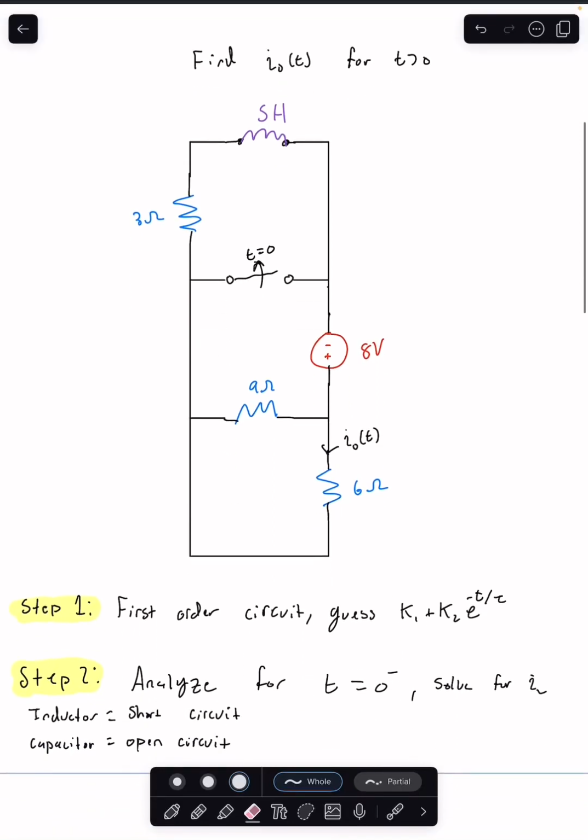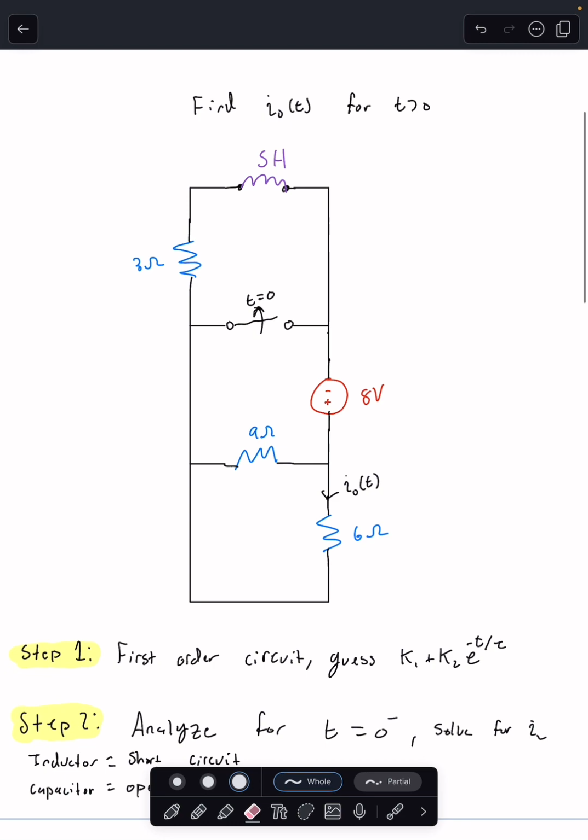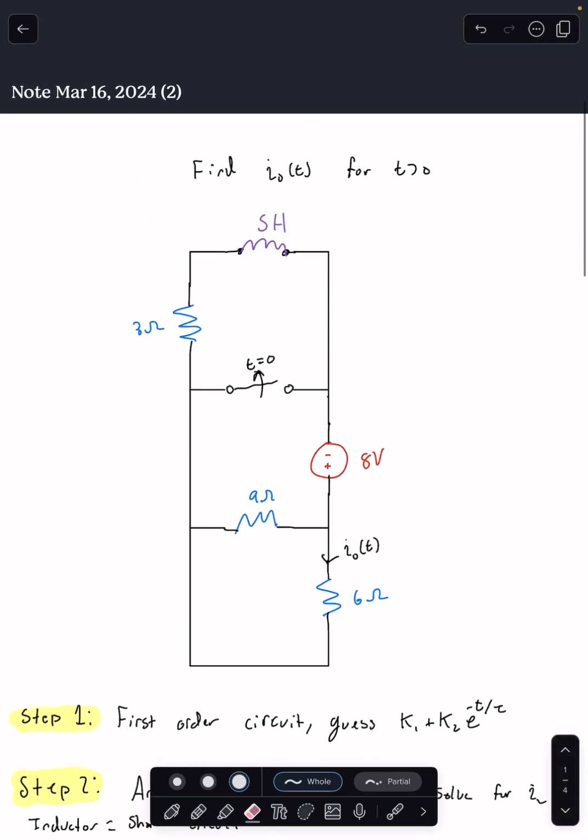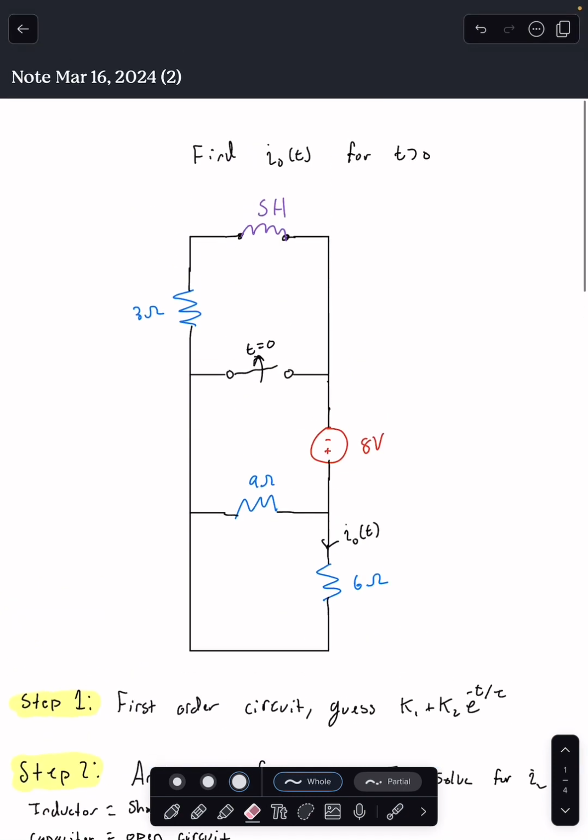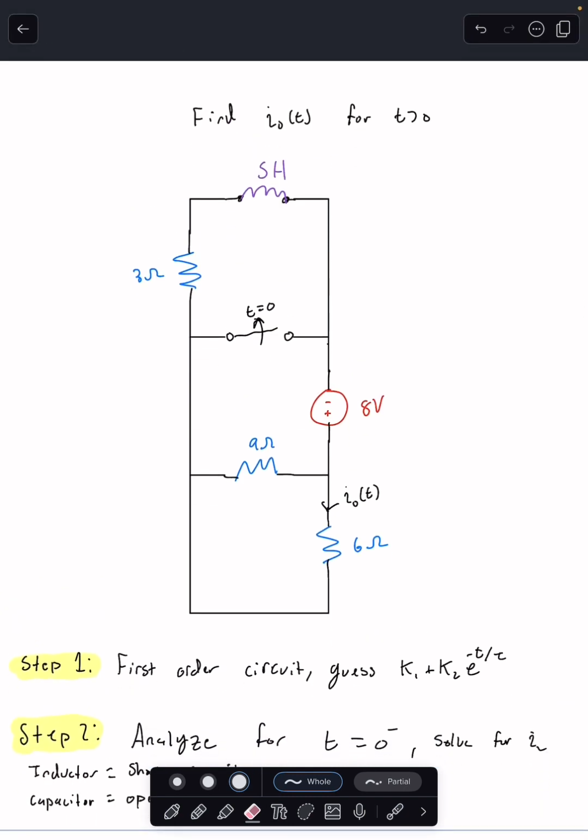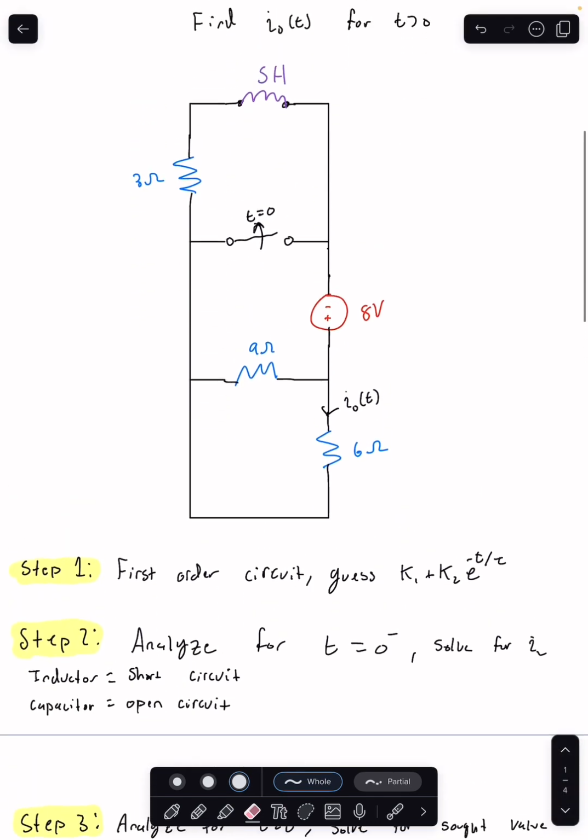Alright, hello. Today in this video, I'm going to walk through this first order transient analysis problem. I got this problem from Circuit Tutor. I'm making this video because whenever I took this class, first order and second order transient problems were kind of difficult for me. So I'm hoping this will help you with that.